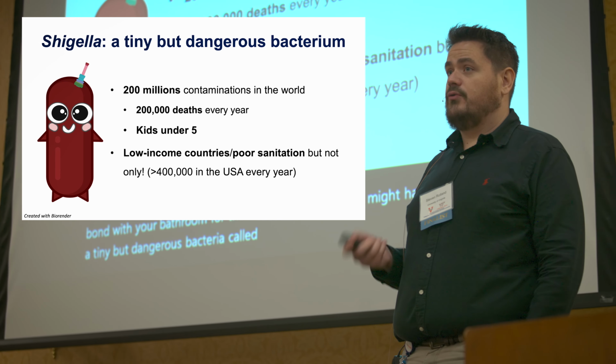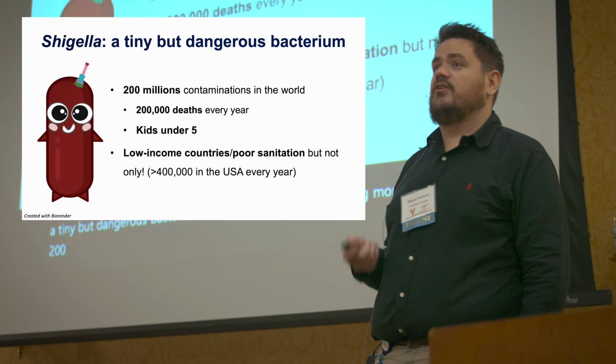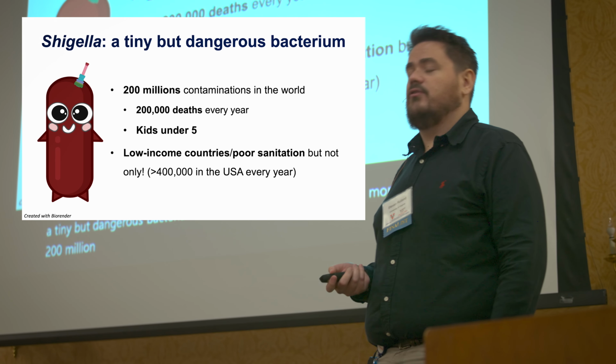Shigella is causing more than 200 million infections every year in the world, with more than 200,000 deaths, and it's mostly kids under 5. It happens most of the time in low-income countries where you have poor sanitation, but it's not just over there, because in the US we also observe more than 400,000 cases every year.